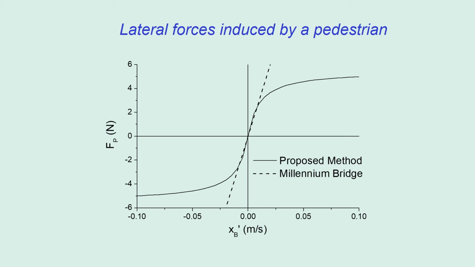This shows Fp with the girder velocity. Fp increases proportionally with the girder velocity at the low velocity. However, when the girder velocity becomes large, the pedestrians decrease their walking pace and Fp saturates.